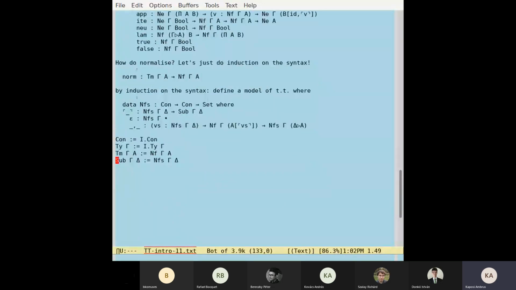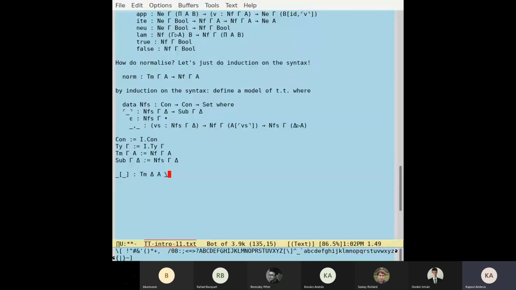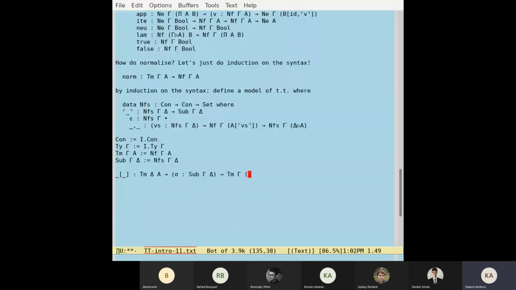Okay, so this is how we could define this, and then we make sure that contexts and types are the same as before, but terms and substitutions are normal forms, because that's what we want to obtain in the end. We want to obtain normal terms, and substitutions are just a step in between to obtain these normal forms. Okay, so now the problem is this one. When we want to define this substitution, which goes from Tm delta A and a substitution from gamma to delta, we should obtain a Tm gamma of A sigma.